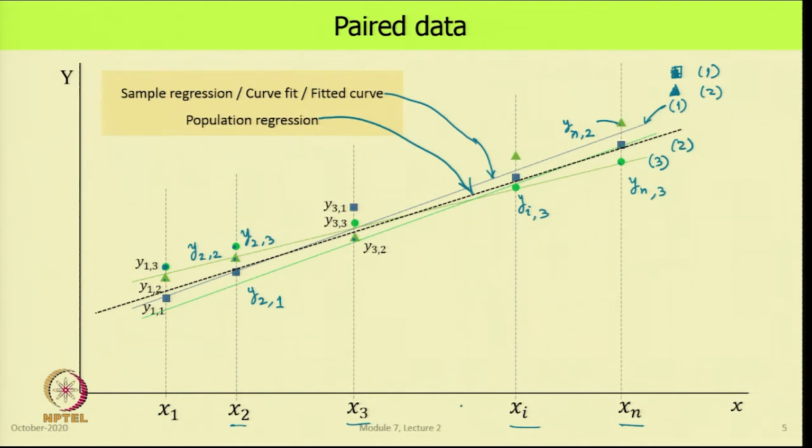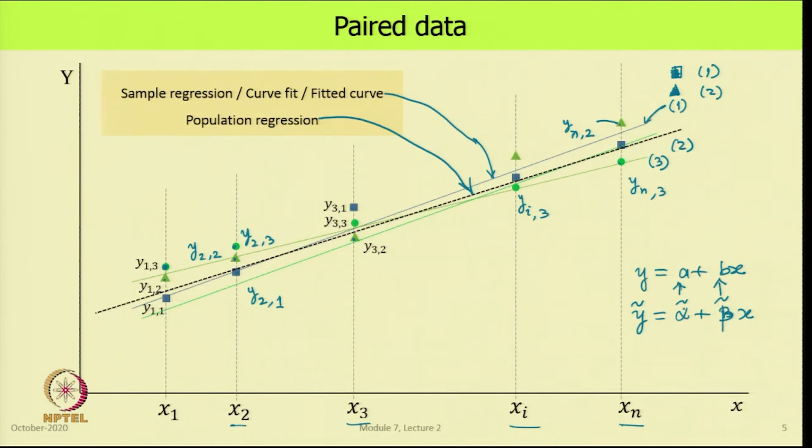We will never know the population regression, like we have argued in the earlier cases of uncertainty analysis. So, our objective then becomes that from our sample regression or from our curve fit, we get some regression constants, which in our expression will become y is equal to a plus bx, and the population regression we could say y tilde is equal to alpha tilde plus beta tilde x, and our a's and b's are point estimators of alpha tilde and beta tilde.